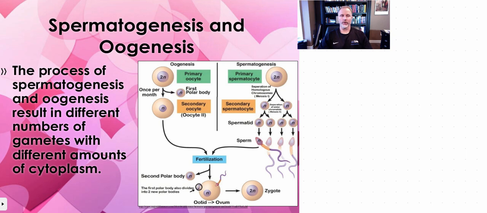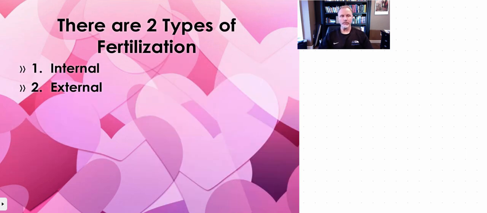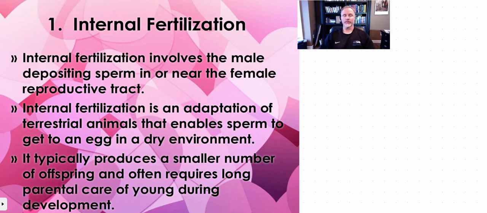Okay, and when the sperm and the egg unite, that's what restores the ploidy of the organism to the diploid state. You get a zygote, which is going to grow and divide. Okay, so the two types of fertilization are internal and external. And internal fertilization involves the male depositing sperm in or very near the female reproductive tract. And internal fertilization is basically an evolutionary adaptation for terrestrial animals that enables them to reproduce in the absence of water in a dry environment.